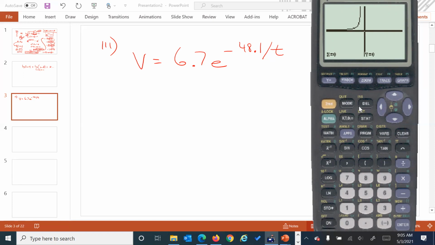When you have an exponent like that, how do we know if it's supposed to be an exponent on just the e or the whole thing? If there's no parentheses, it's just an exponent on the thing before it. If you had parentheses around the 6.7e, then it'd be different, then it would be for the whole thing.